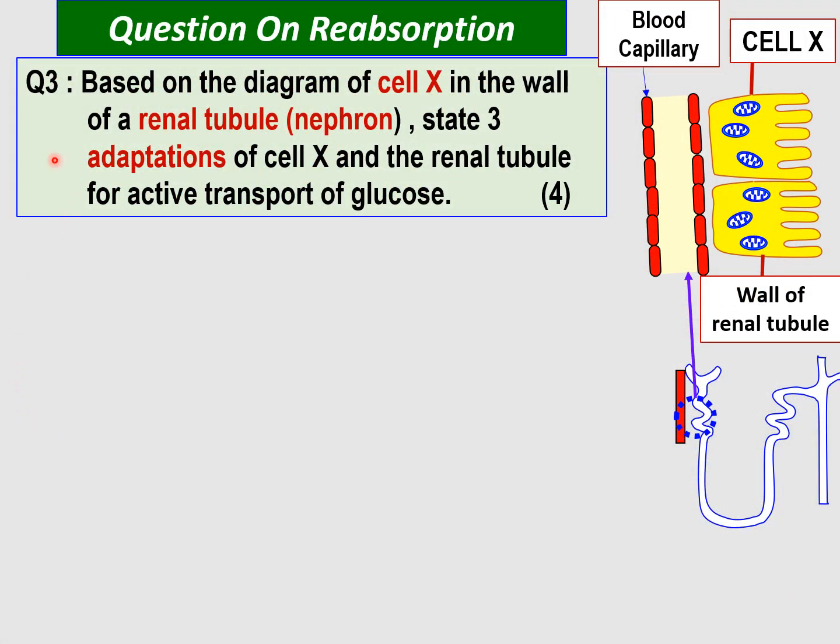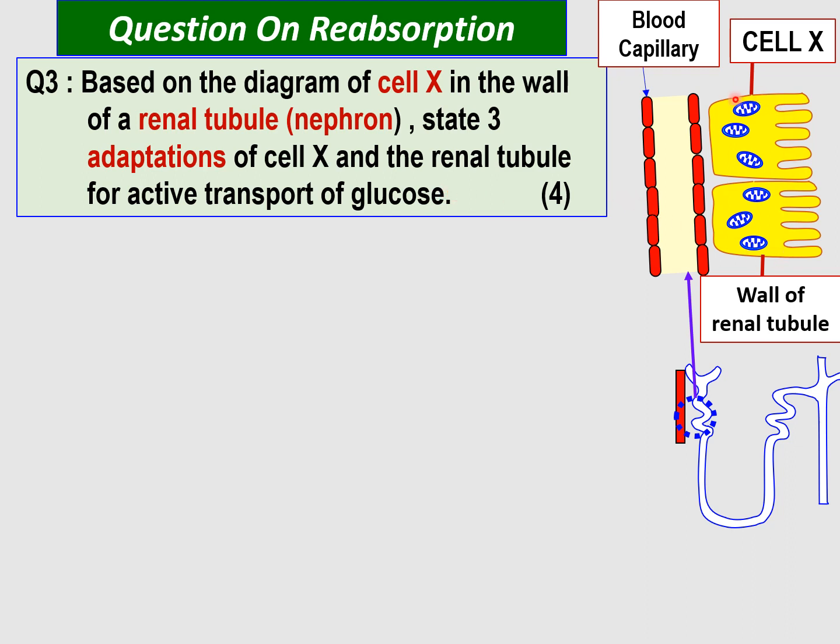Let's discuss a HOTS question on reabsorption. You are given a diagram that shows the nephron, and this part is circled to show you the wall of the nephron and the blood capillary beside it. Based on the diagram of cell X in the wall of the renal tubule or nephron, state 3 adaptations of cell X and the renal tubule for active transport of glucose.